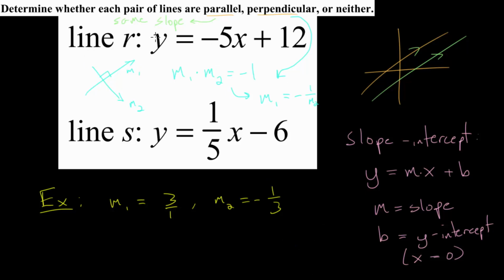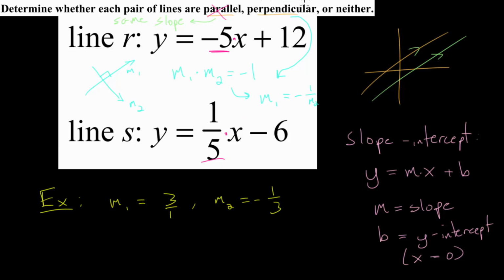So when comparing these two given lines, line R and line S, we're mostly focused on the slope. And remember, when looking at this slope-intercept form, the m value, the coefficient on x, tells us what the slope is. So right here, the coefficient on x is -5, and right here, it's positive 1/5. So we know they're not parallel because in order to be parallel, they would have to be the exact same number. But they could be perpendicular.